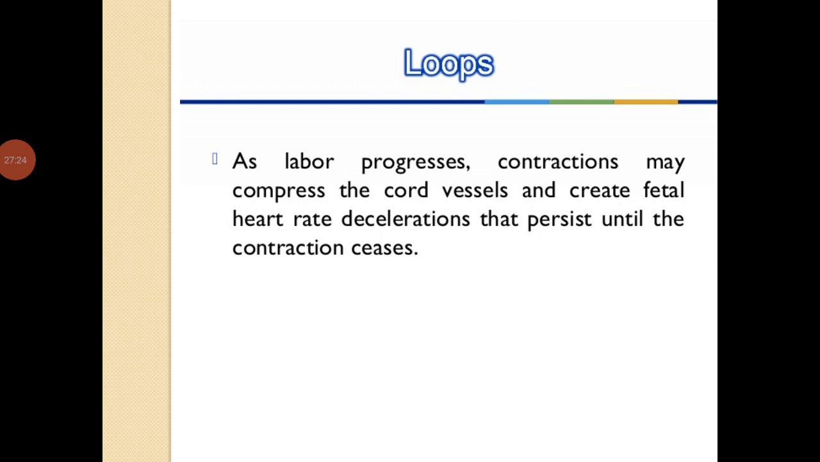As labor progresses, contractions may compress the cord vessel and create fetal heart rate deceleration that persists until the contraction ceases. Till the mother is having uterine contractions, the baby will have decelerations in the heart rate, meaning there will be negative feedback or a decrease in the heart rate, which can lead to severe fetal distress and eventually fetal death.